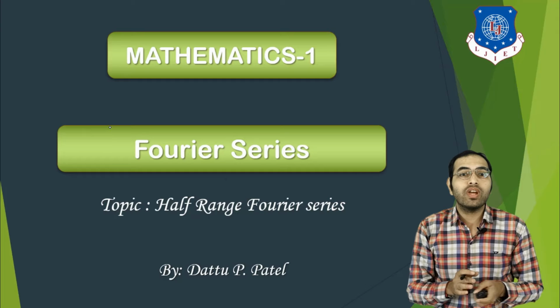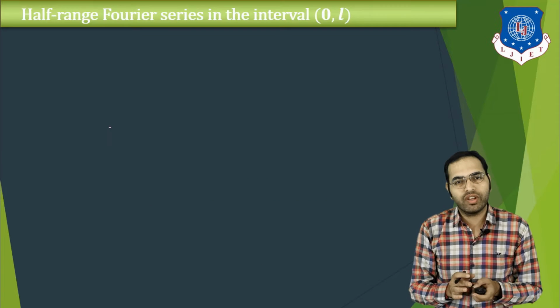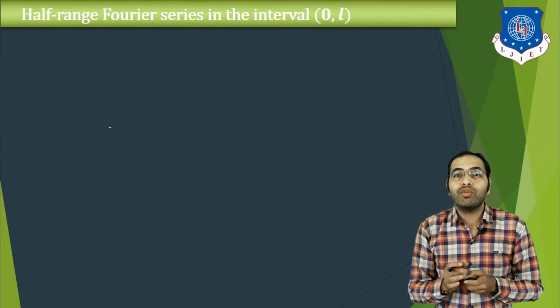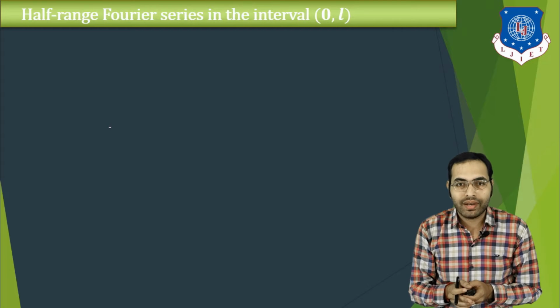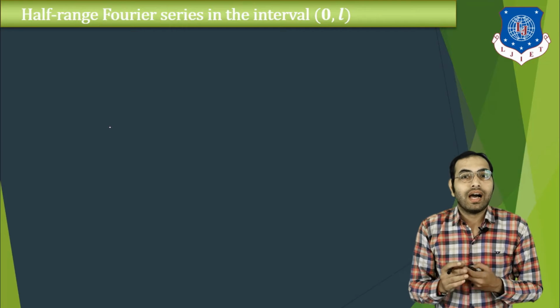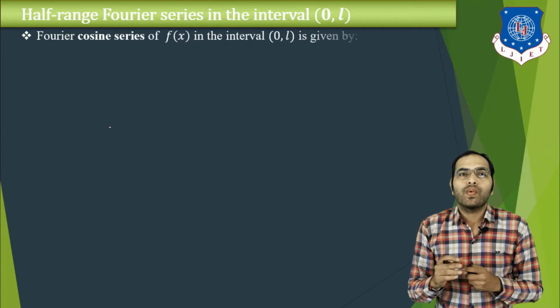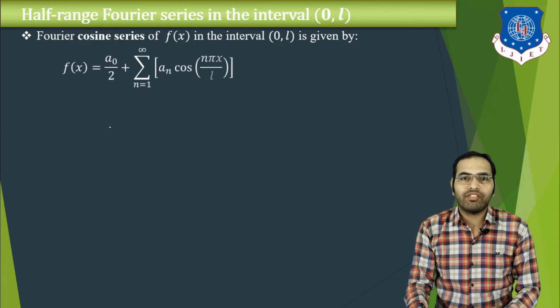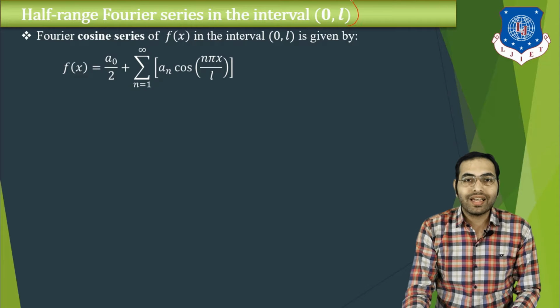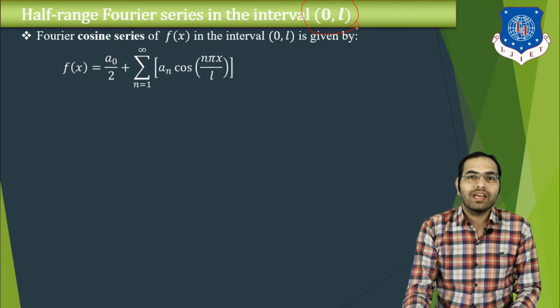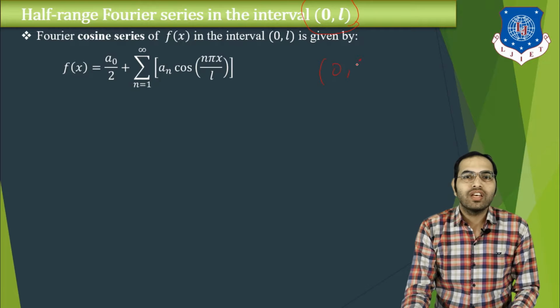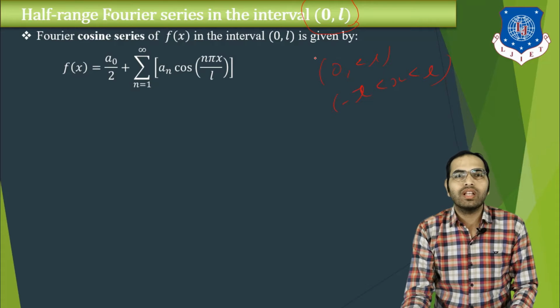Today's session we are going to discuss the half-range Fourier series. Basically, the half-range Fourier series in the interval 0 to L has two types: the half-range cosine series and the half-range sine series. Firstly, why is it called a half-range series? Because it is on the interval 0 to L. In the above lecture, we solved 0 to 2L or minus L to L, but this is a half interval. That's why we call it a half-range Fourier series.